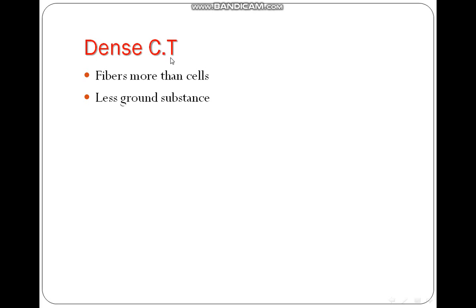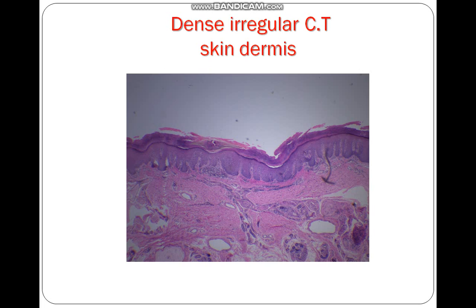Dense connective tissue. In this type there is a change, as the fibers increase in proportion, so they become more than cells, and the amount of ground substance is reduced. One type of dense connective tissue is called dense irregular connective tissue, in which the fibers are in different orientations.